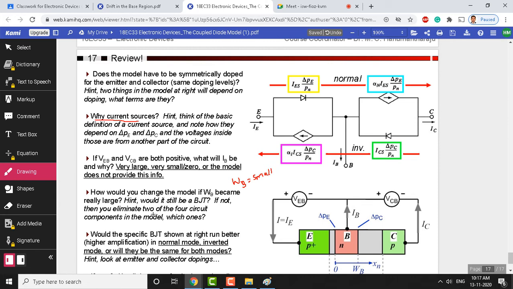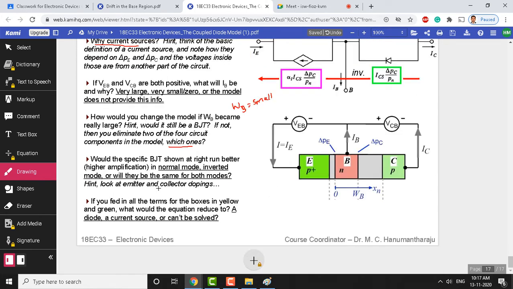Just think of this. You would like to eliminate 2 of the 4 circuit components in the model. Which ones of those would you like to eliminate among the 4 here? Think of that. Last 2 questions.